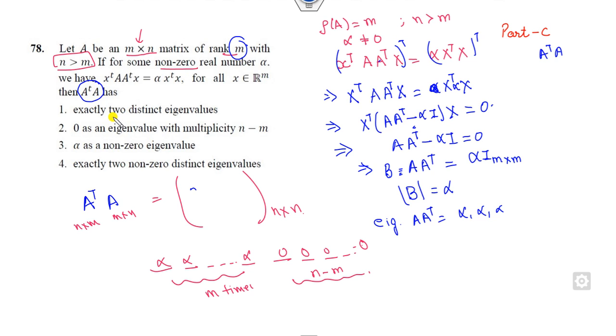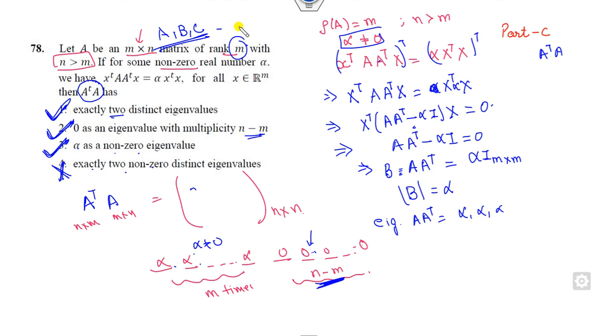Now you can think about that. Exactly two distinct eigenvalues. That's true because alpha is non-zero, which is given to you, and the other is 0, so it has two distinct eigenvalues. That's the correct option. 0 is the eigenvalue with multiplicity N minus M. You can see N minus M is the zero multiplicity. That's also correct. Alpha is a non-zero eigenvalue. Exactly two non-zero distinct eigenvalues: that's wrong because it has one zero eigenvalue. So this option is cancelled out. The right answers are A, B and C.